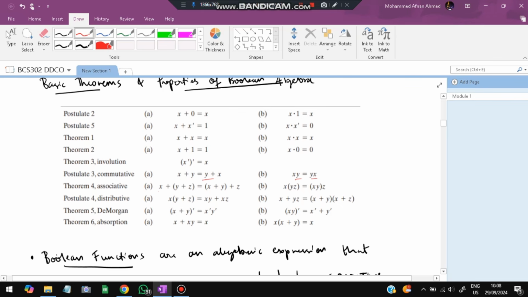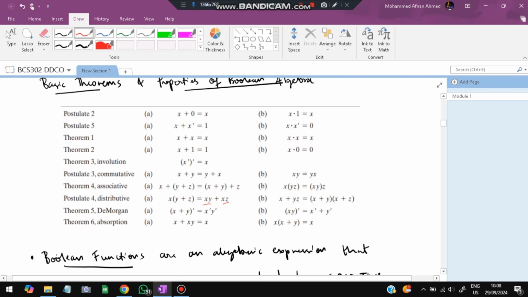Here is the associative law: x plus y plus z, means do the OR operation on these first, then do the OR operation on this. That is equivalent to doing the OR operation on these two first, then this. The equivalent is present here for the AND gate. The distributive law, x into y plus z is equal to xy plus xz. This is simple maths here, and here the same thing goes, but it's a bit confusing.